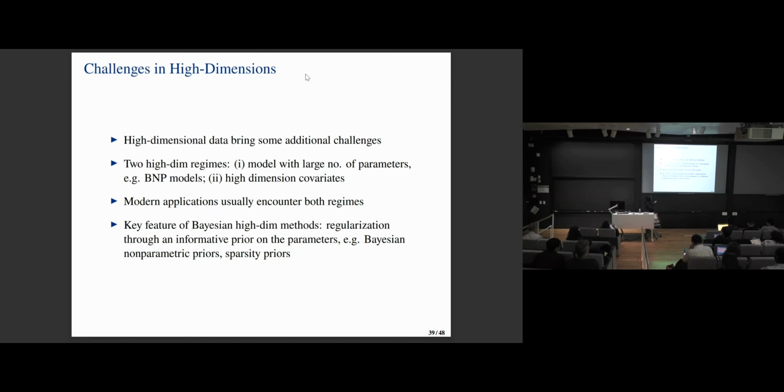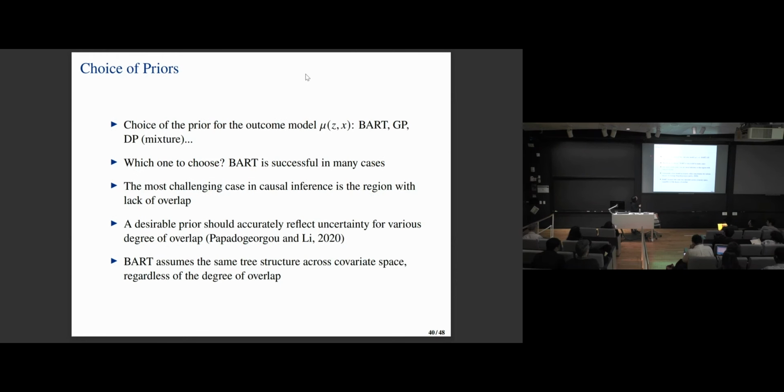But again, the key feature of Bayesian high-dimensional methods is to use informative priors on the parameters so that you can do prior selection. You can force sparsity into the parameter space. So that becomes very important. For Bayesian, it's very important what kind of priors you choose.